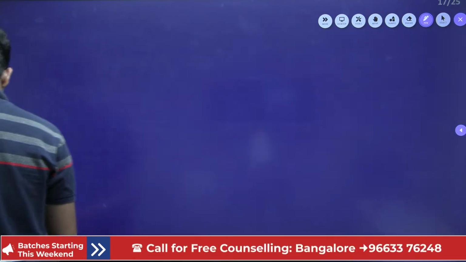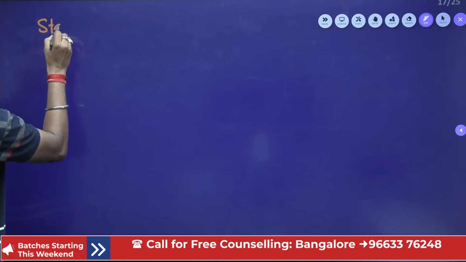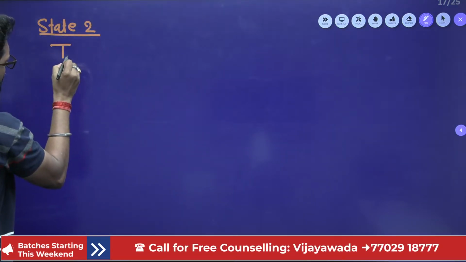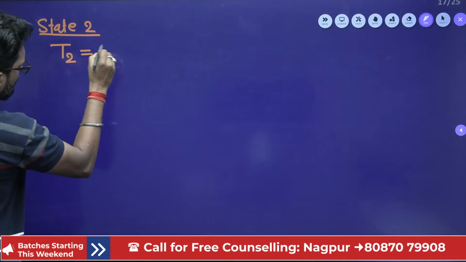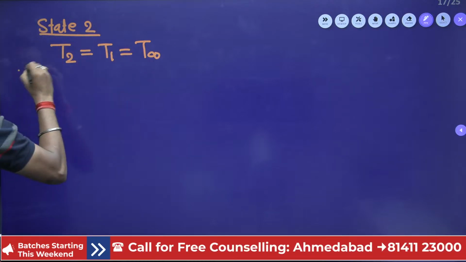What is the final state? State 2. What is state 2? We have T2, and T2 is equal to T1. And what is T1? T infinite. This we have.